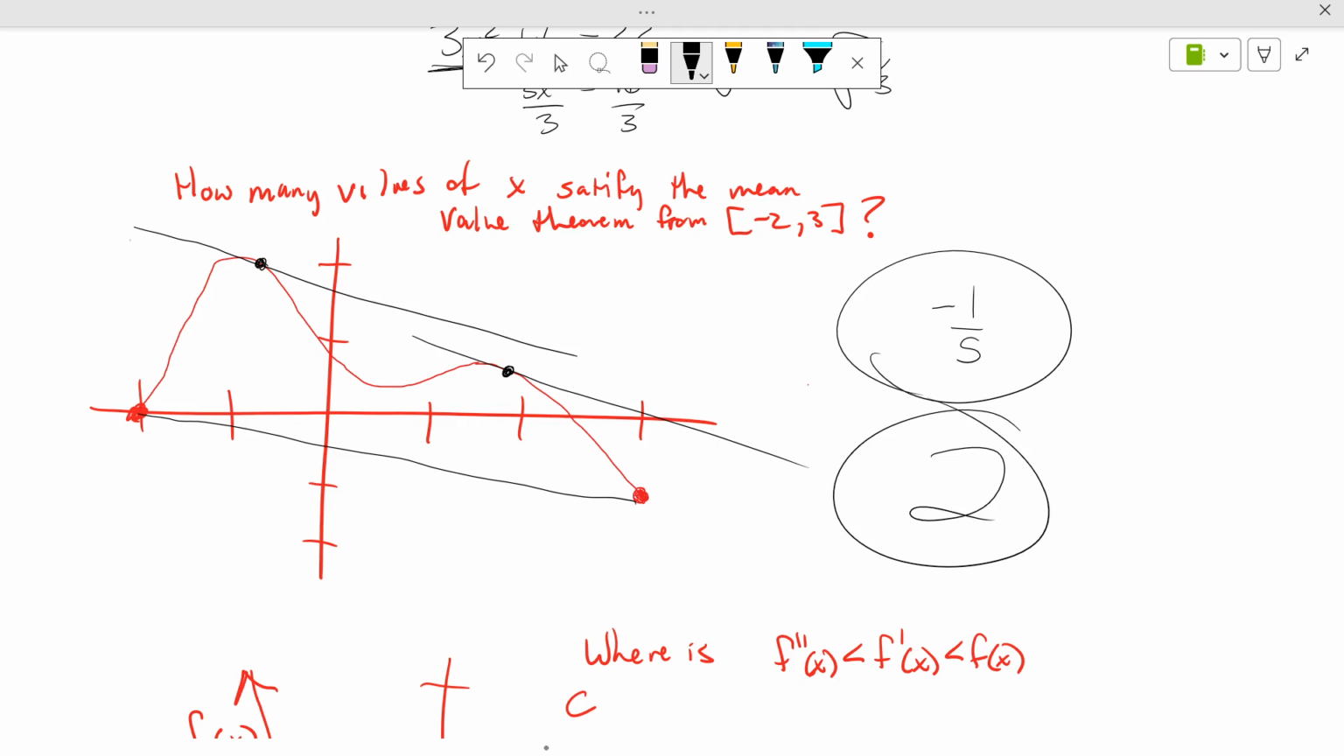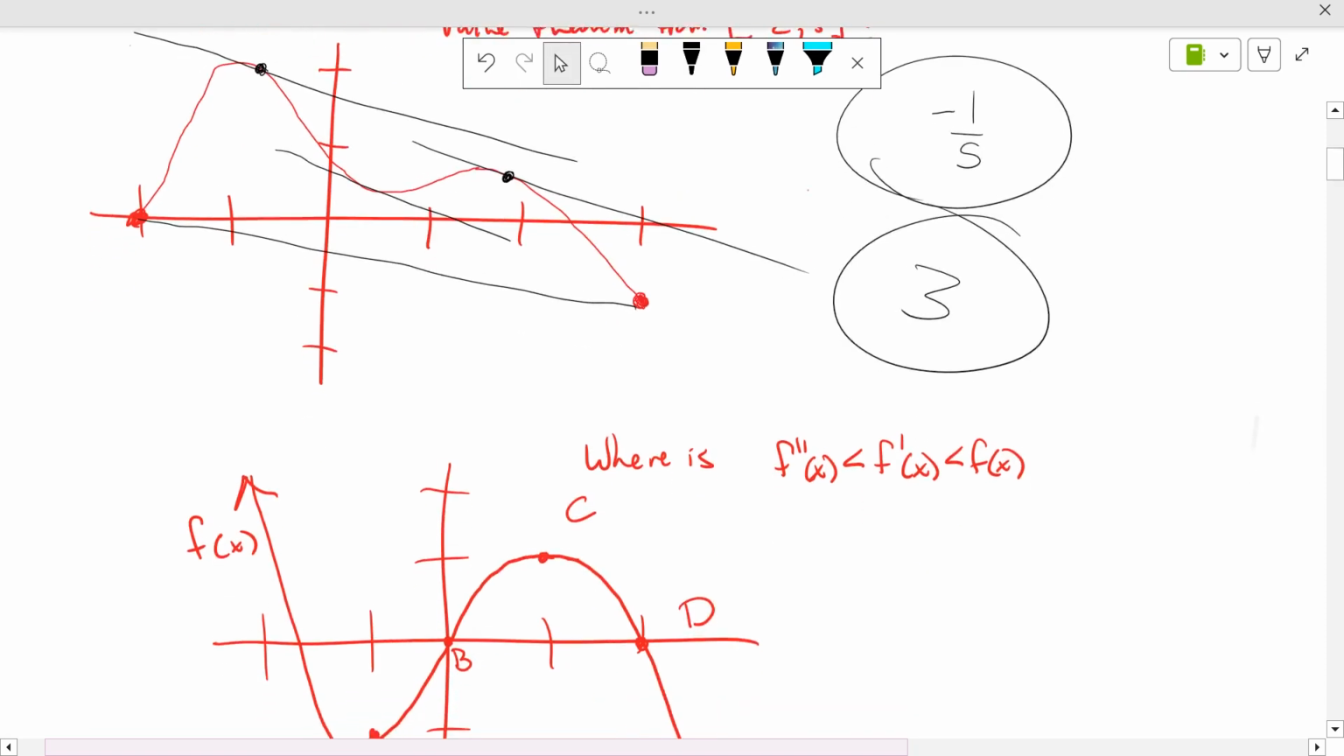This one? Oh! Oh my goodness. It was 3. It was 3. Because yes, there would be a slope of negative 1/5 right there too, one place. Good job, Dylan. Way to prove your teacher wrong. All right.